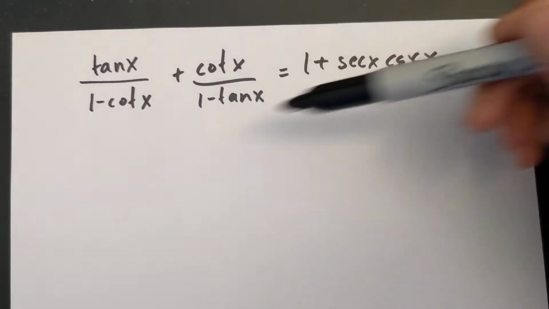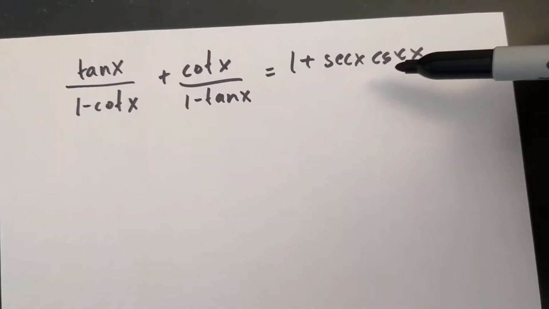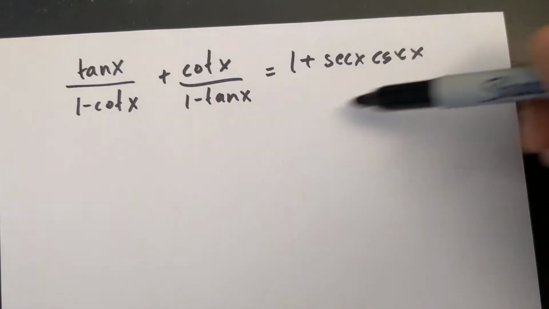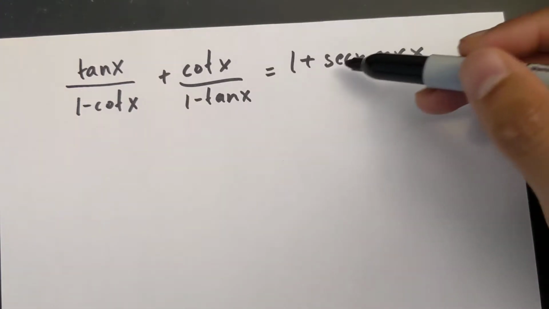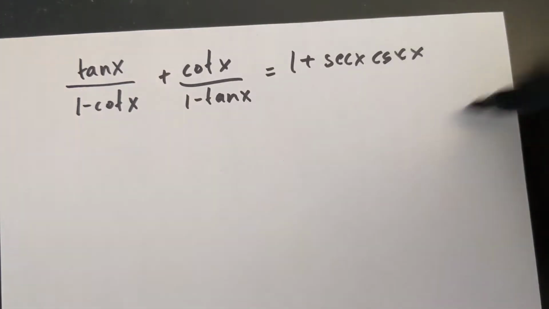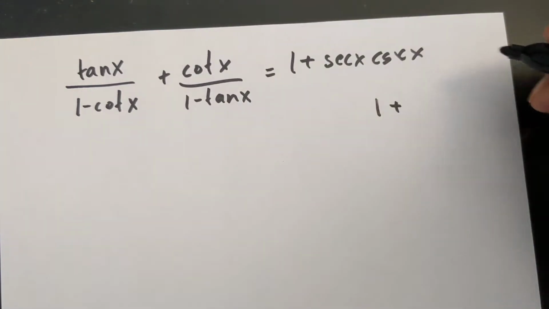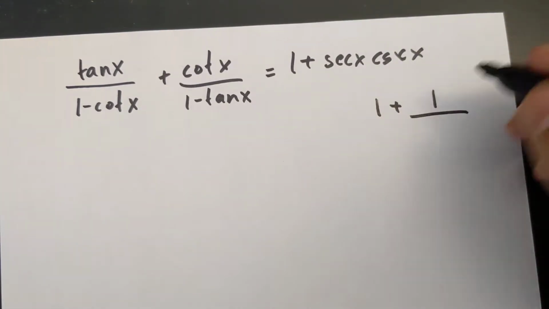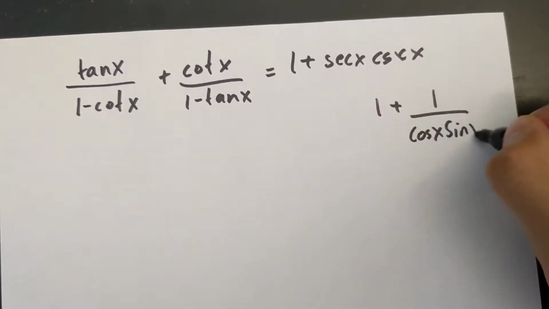Okay, so I have this trig identity right here. I see that my left side is more complicated, my right side's a bit simpler, so I'm just gonna simplify this first really quick. I'm gonna convert these two to 1 over cos and 1 over sine. I'm gonna squeeze it in the side over here. So I have 1 plus 1 over cos x sine x.